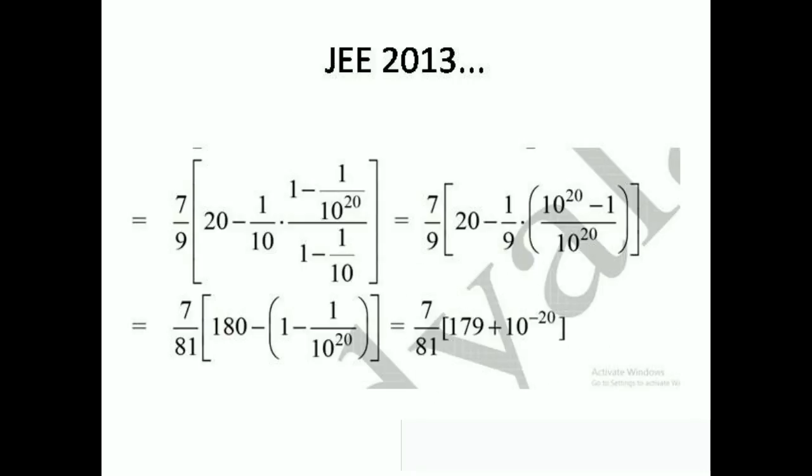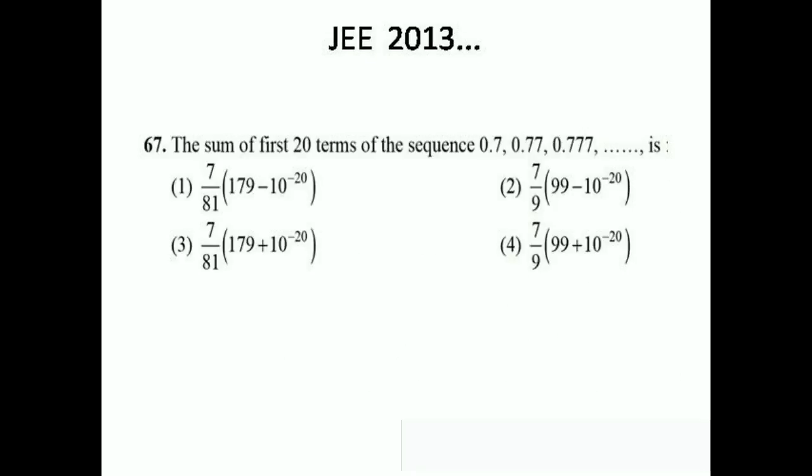Okay, so which answer option is the correct option? It's 7 by 81 into 179 plus 10 raised to minus 20. So answer option 3 is my right option.